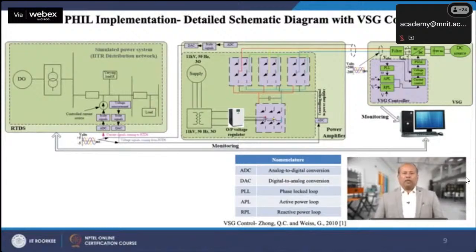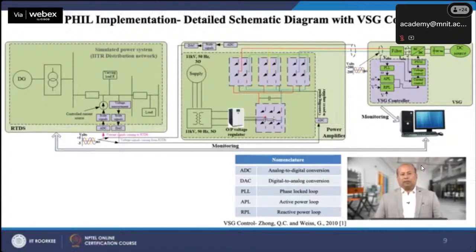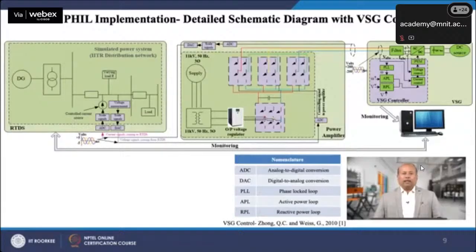A detailed schematic diagram is also illustrated in this slide along with the control strategy of the VSG, where its active and reactive power loops are represented by APL and RPL. Grid angular frequency is sensed through PLL and given as input to the VSG, which constitutes swing equations as its control strategy. Further, RPL takes grid voltage as input and QV droop acts as its control strategy.